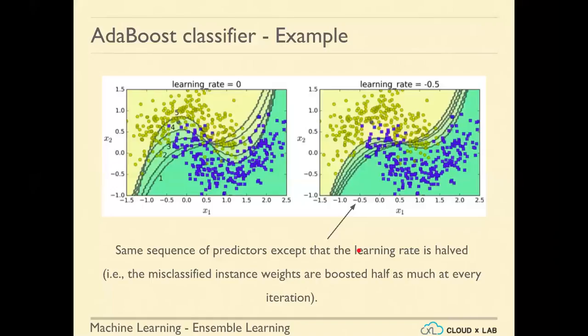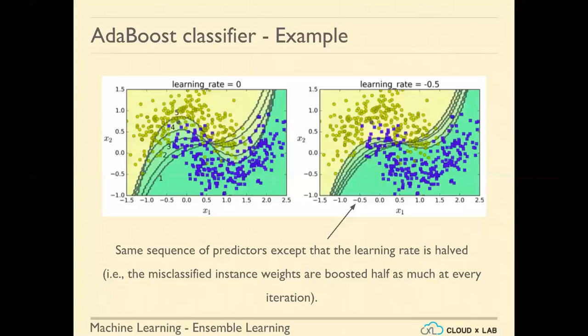Now, the same sequence of predictors, except the learning rate is half. We'll talk about learning rate. Learning rate is basically how much we want to update the weights. So let's say the first one made a mistake, now the second one is going to boost some of the instances which are wrongly predicted. The first predictor is our usual predictor, and the output of the predictor goes to a test.